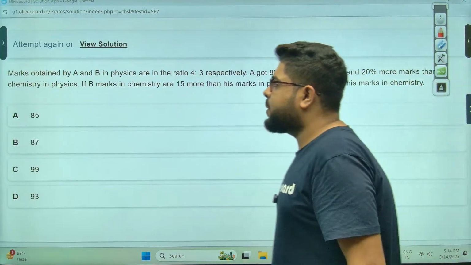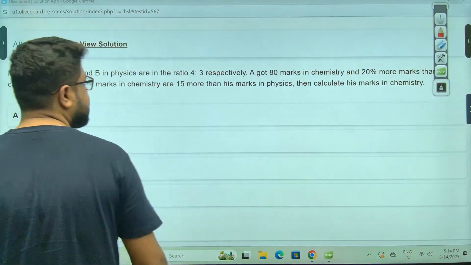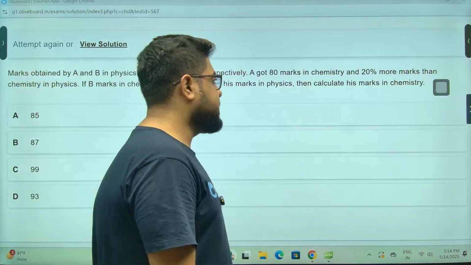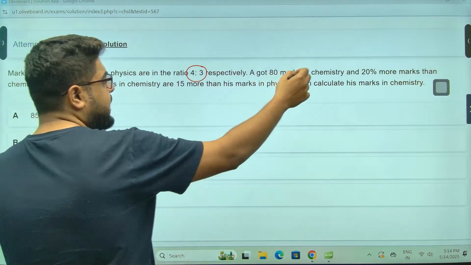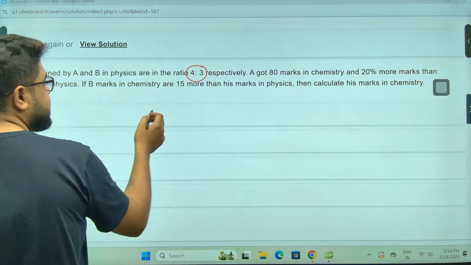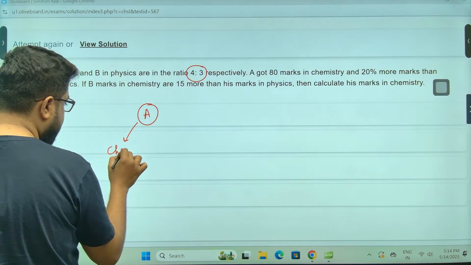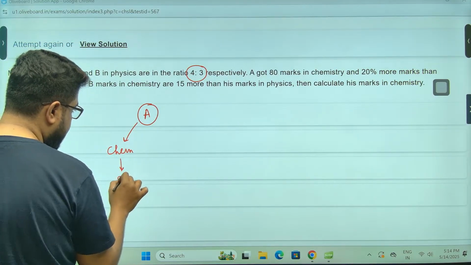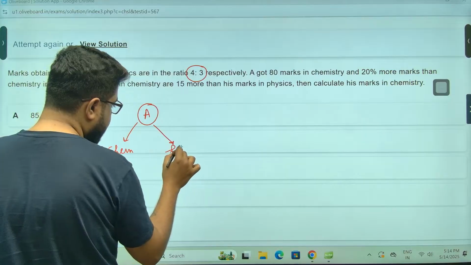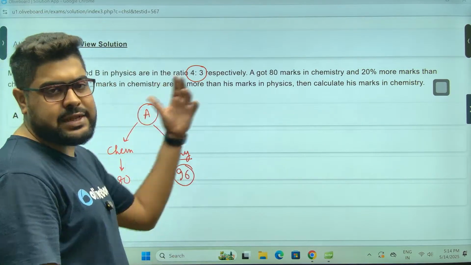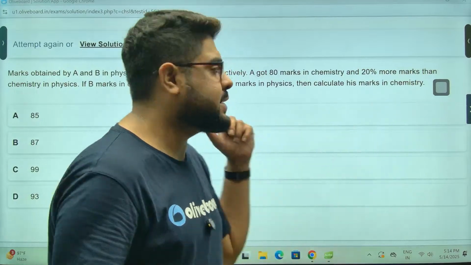So marks obtained by A and B in physics are in this ratio. A got 80 marks in chemistry. Okay. And 20% more than chemistry in physics. So A in chemistry got 80. Physics, 20% more means 96. You see 8 2s are 16 more, 80, 16 more, 96.